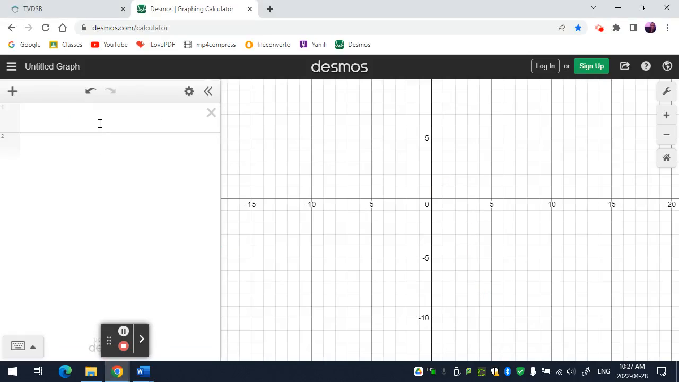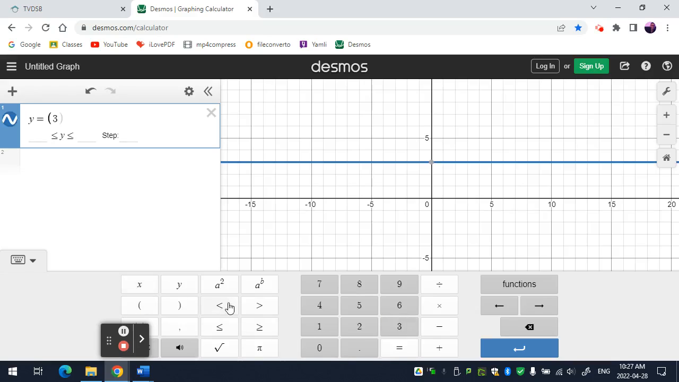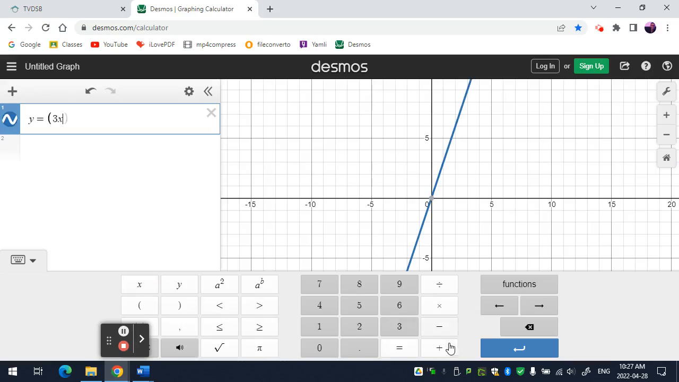So what is it? Y equals 1 second bracket, 3x plus 2, close the bracket, open another bracket, multiplication, 2x minus 4. Are we ready? Okay.